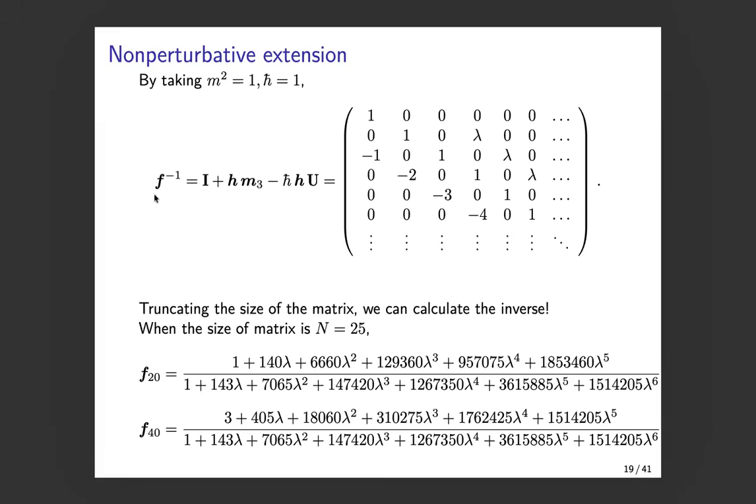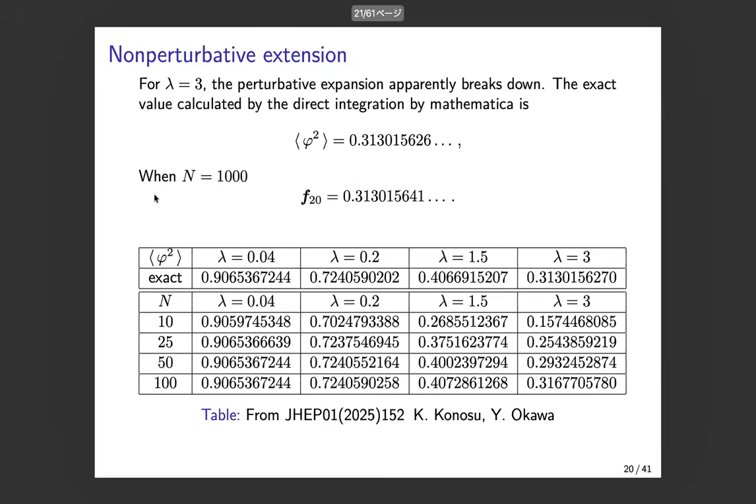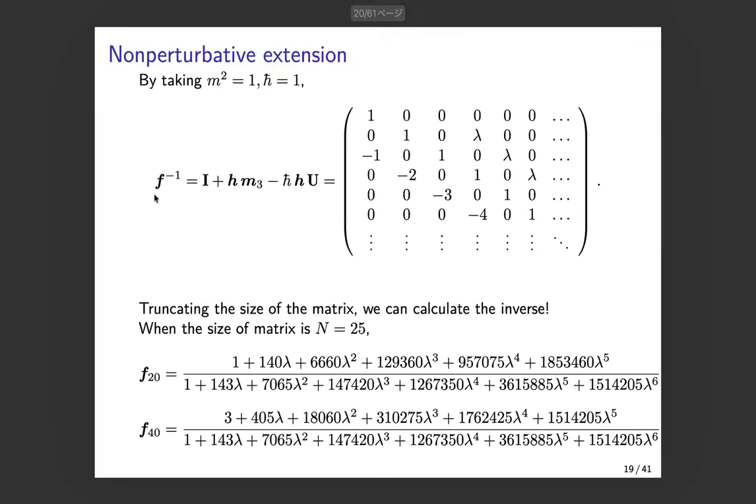So for convenience, we truncate the size of the matrix, and then we can calculate the inverse. When the size of the matrix is 25, we have this result, for the 2-point case and 4-point case. And this is a rational function, not just a polynomial of lambda. So it seems that it is different from just a perturbative expansion. I will comment later on the validity of the truncation.